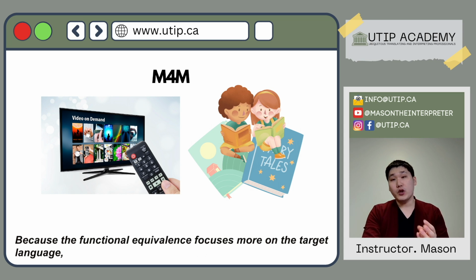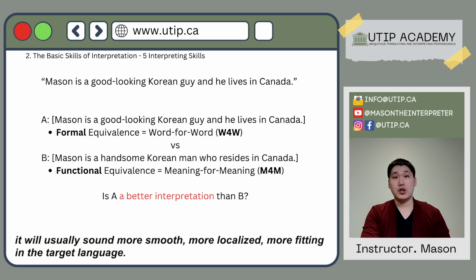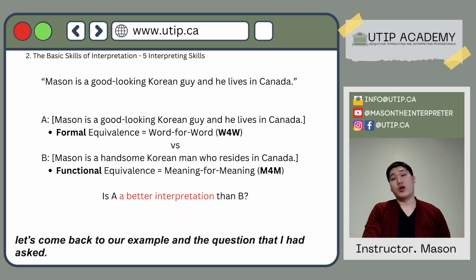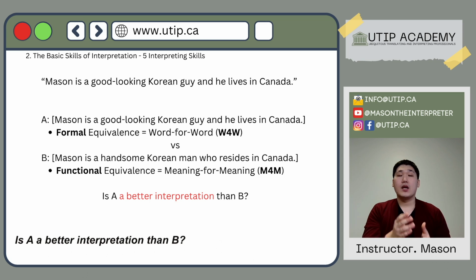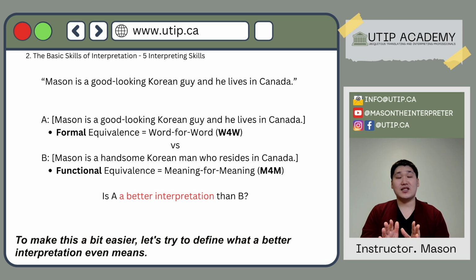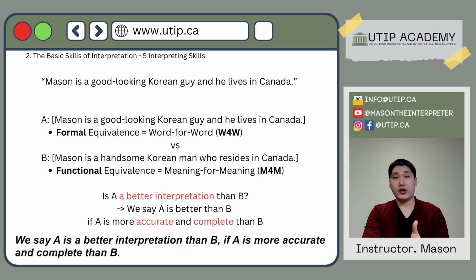Because the functional equivalence focuses more on the target language, it will usually sound more smooth, more localized, more fitting in the target language. Now we know what word for word or meaning for meaning means. Let's come back to our example and the question that I had asked. Is A a better interpretation than B? I personally don't think this is an easy question. To make this a bit easier, let's try to define what a better interpretation even means. We say A is a better interpretation than B if A is more accurate and complete than B.